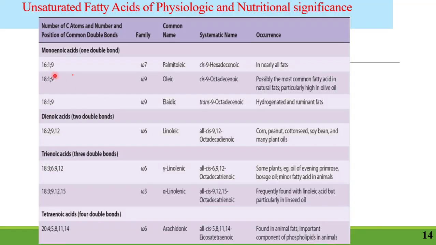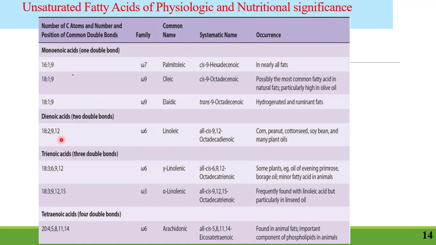Okay, you can see here 16:1Δ9. 16 means the number of carbon, 1 is the double bond, and 9 is the position of the double bond. 16 minus 9 gives us 7, and it's the omega-7 family. Here 18:1Δ9: 18 is the number of carbons, 1 is the number of double bonds, and 9 is the position of the double bond. 18 minus 9 gives us omega-9, which is oleic acid.